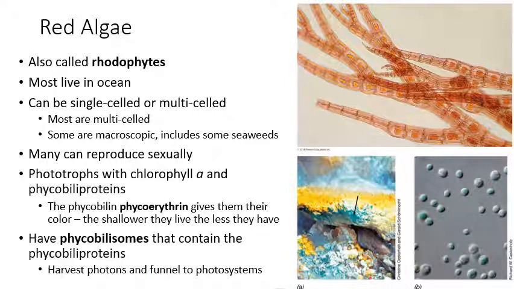Another thing the red algae all have in common is they have the phycobilisomes, which is like an organelle inside the cell that has the phycobiliproteins, so those phycobilin pigments associated with proteins. It's basically functioning the way a chlorosome would function. So all these pigments are absorbing photons and funneling them into the photosystems of the chloroplast. So just helping them collect light more efficiently.